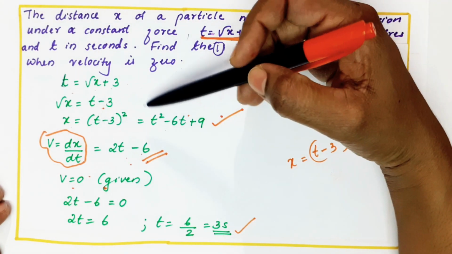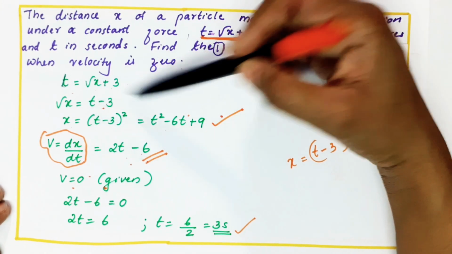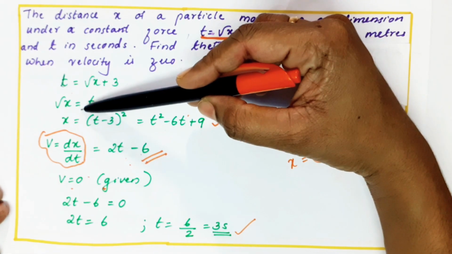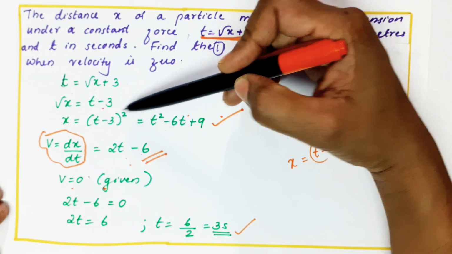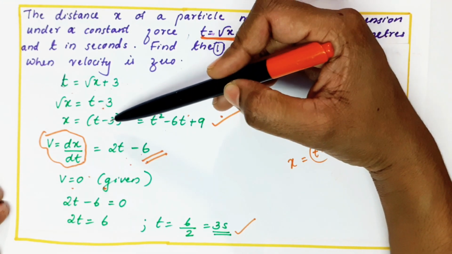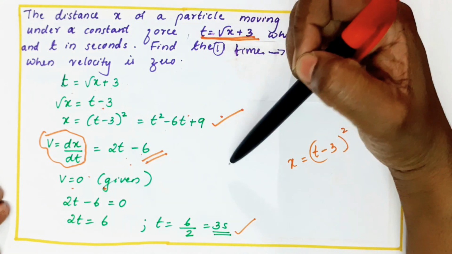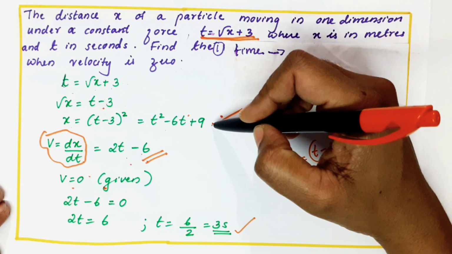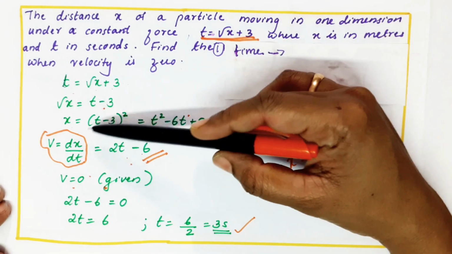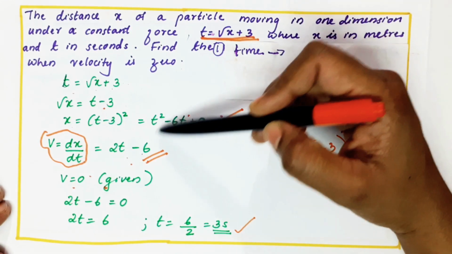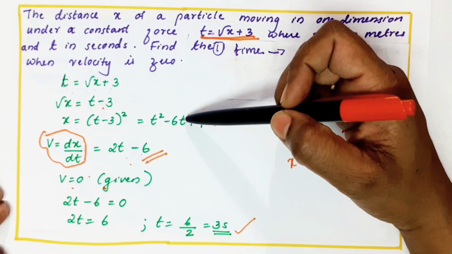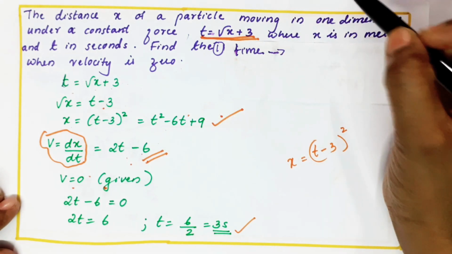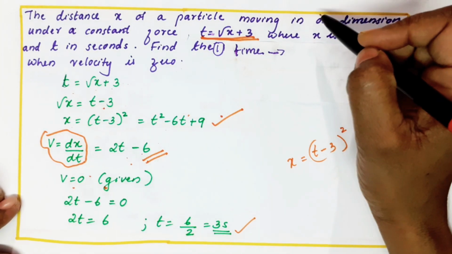How are we doing this question? I have taken here t. The given equation I have written: t equals root x plus 3. Therefore, root x equals t minus 3. Therefore, squaring both sides, x equals t minus 3 the whole square. That is t square minus 6t plus 9. If you know the displacement, how to calculate velocity? dx by dt. t square differential is 2t, minus 6t differential is minus 6. Now, they gave in the question that the velocity is 0.